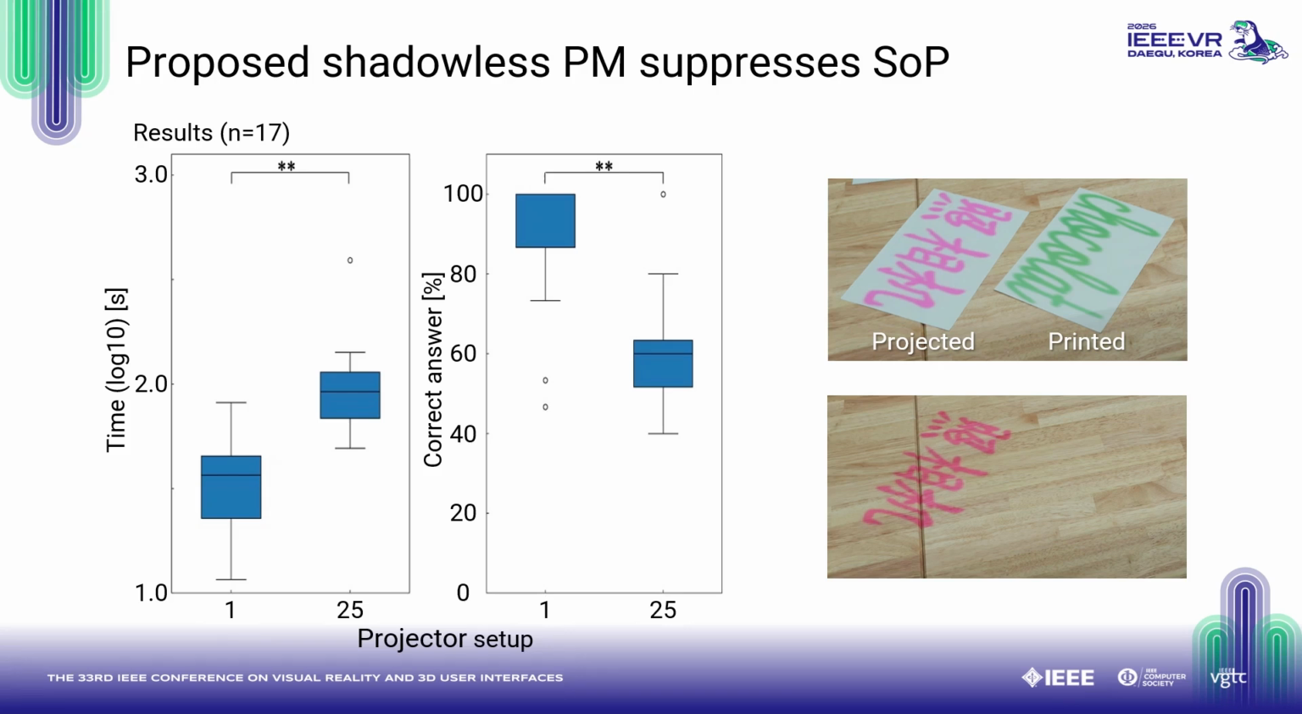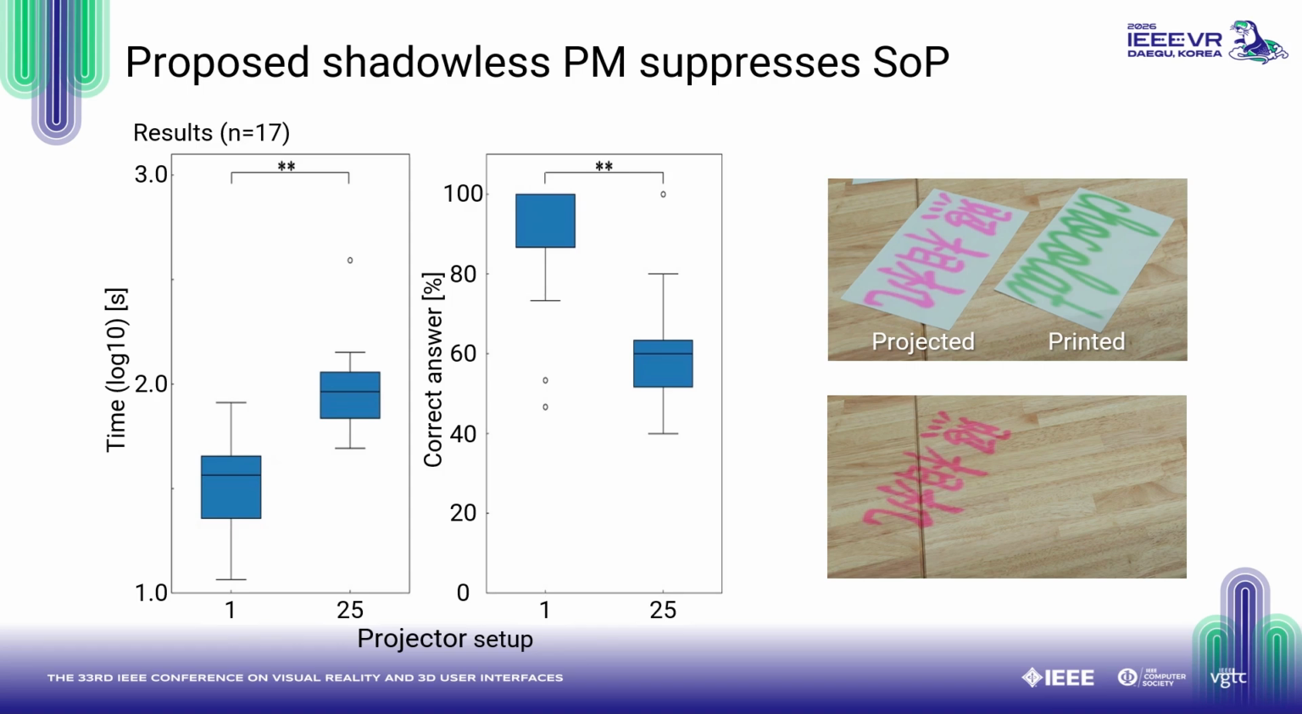17 participants took part in the experiment. Each participant performed the task 10 times under both conditions. The figure shows the average task completion time and accuracy for each condition. We quantified accuracy as the proportion of the 3 projections detected correctly in each trial. The results showed that the time was significantly higher in the 25 projector condition than in the single projector condition. For accuracy, the results showed that accuracy was significantly higher in the single projector condition than in the 25 projector condition.